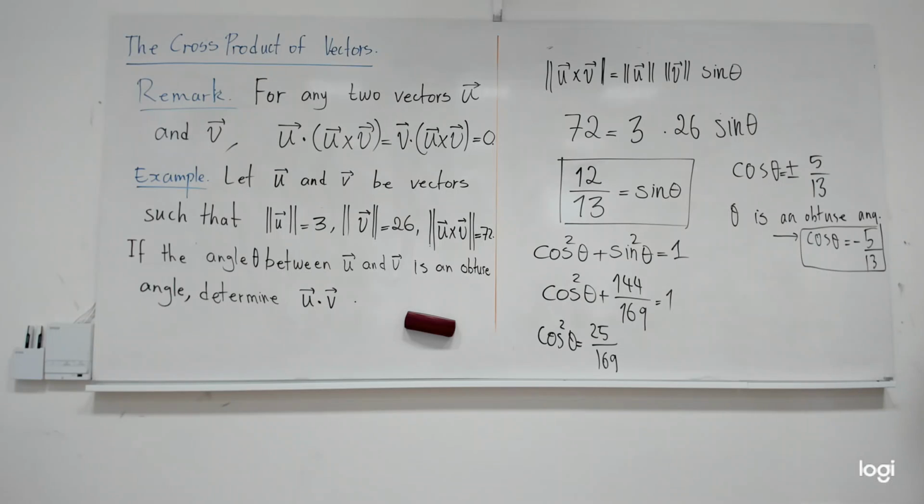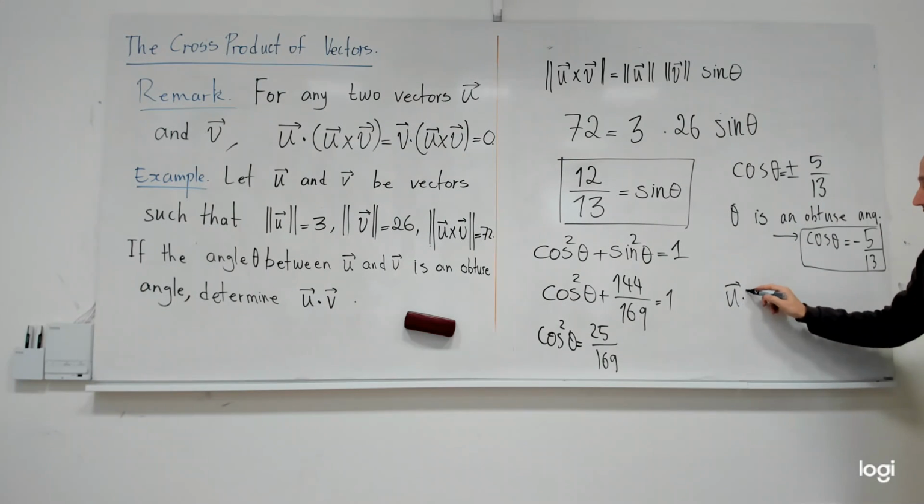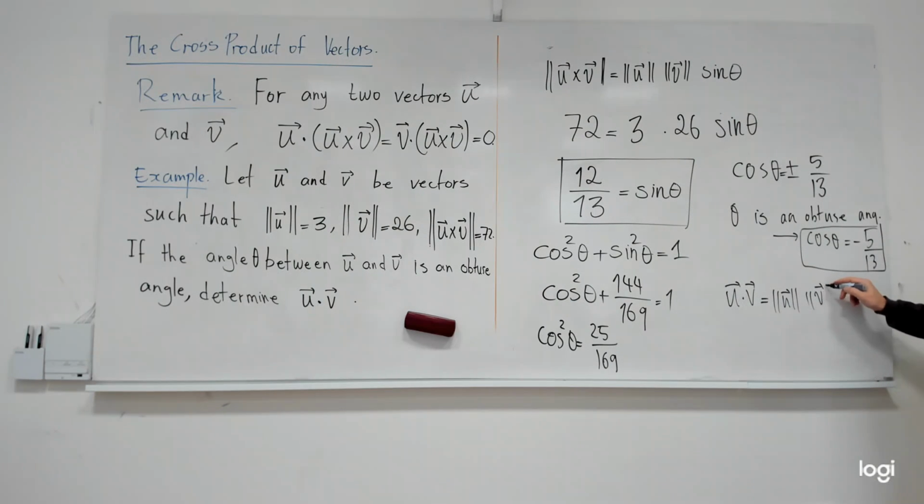And then I want to calculate u dot v. What is u dot v? The u dot v is norm of u, norm of v, cosine of theta. Norm of u is 3. Norm of v is 26. And then times this number, minus 5 over 13. This one and that one are simplified, so the answer would be minus 30. So that is the exact answer, minus 30.